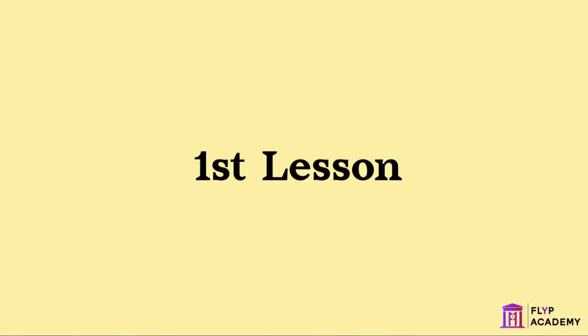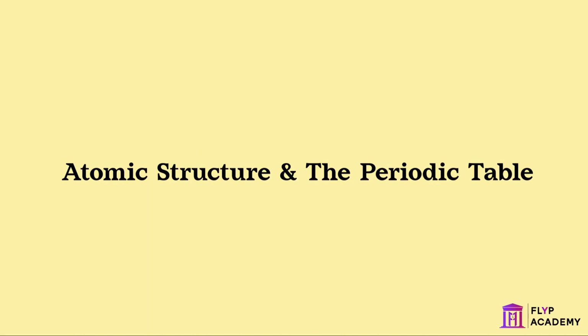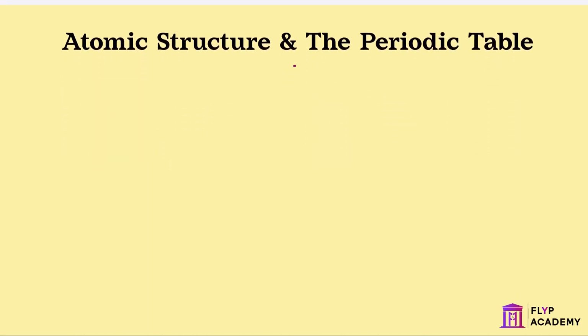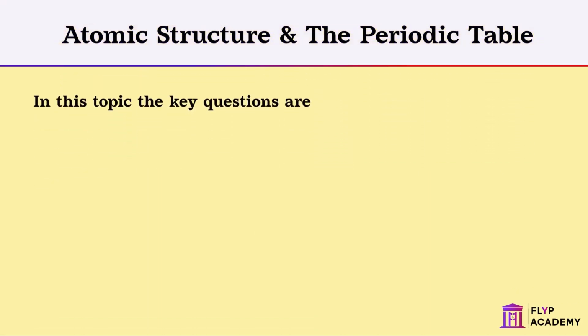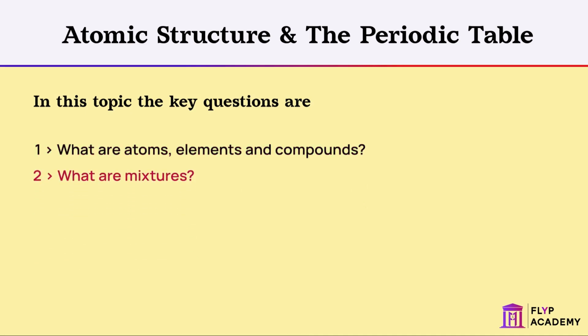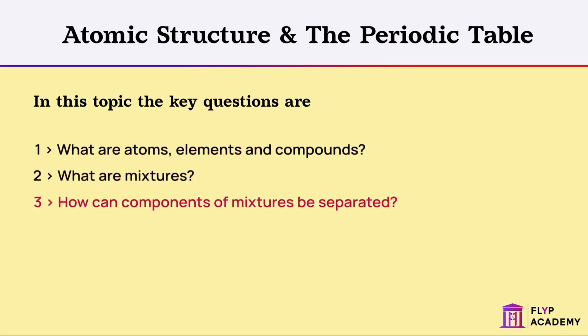Welcome to the first lesson of the atomic structure and the periodic table topic. In this topic, the key questions are: 1. What are atoms, elements and compounds? 2. What are mixtures? 3. How can components of mixtures be separated?